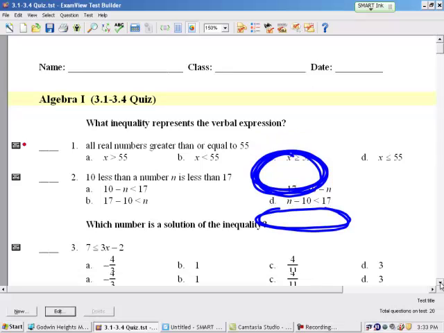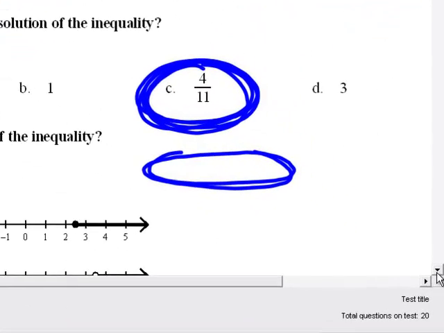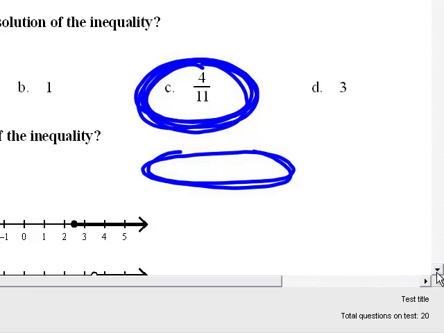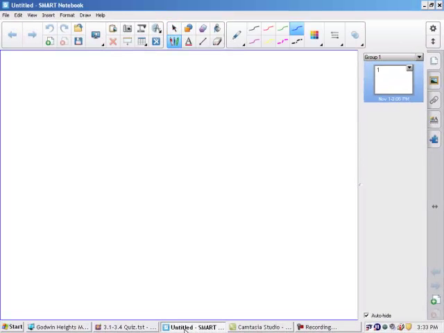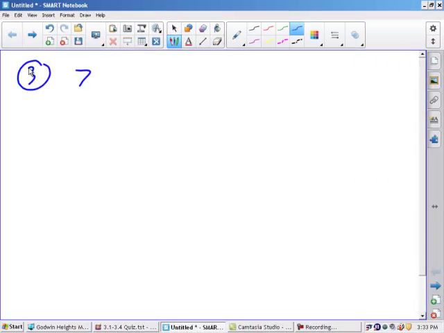Alright, moving on down. Number 3, which number is a solution of the inequality? 7 is less than or equal to 3x minus 2. So what I'm going to do is pull up my other window so I can do this. I have number 3 here, 7 is less than or equal to 3x minus 2, and I have a couple of choices. First of all, let's try a couple of them. Let's try B, which happens to be 1.